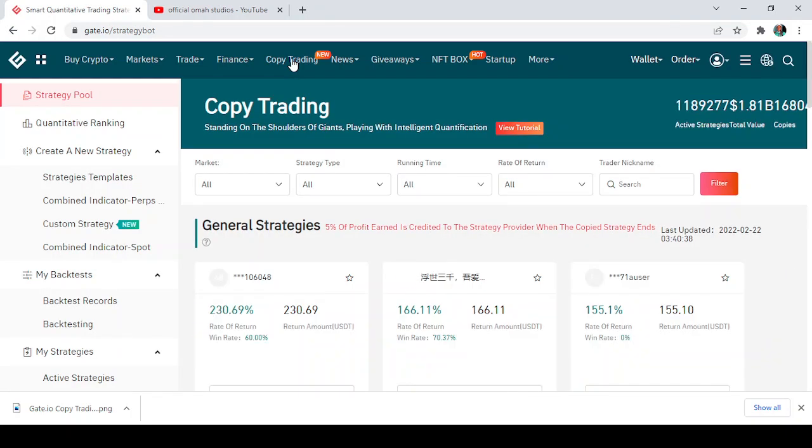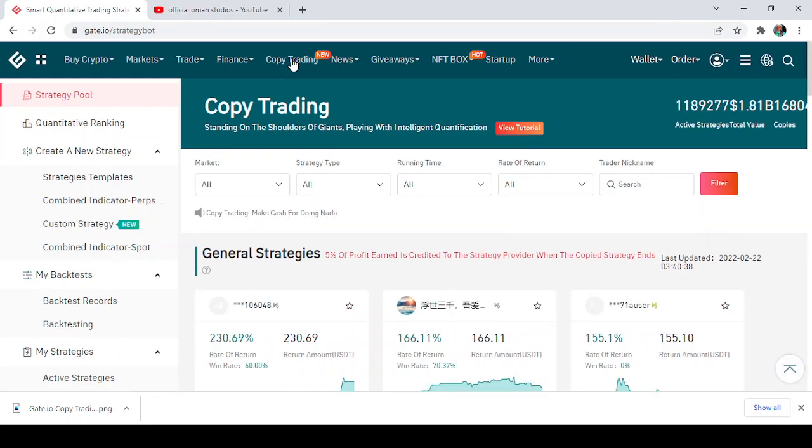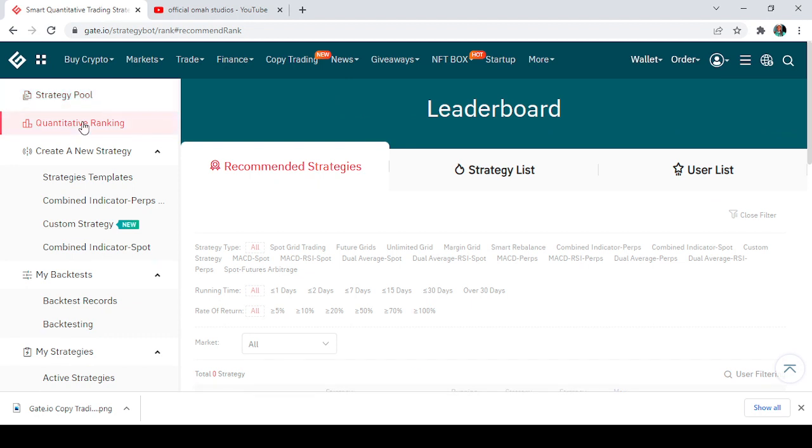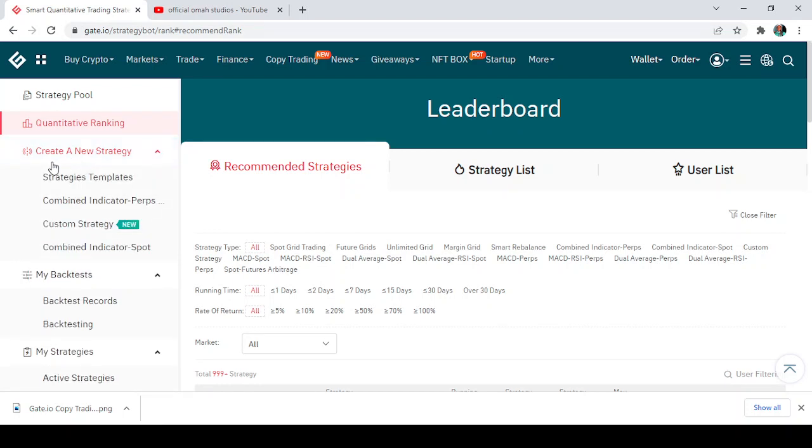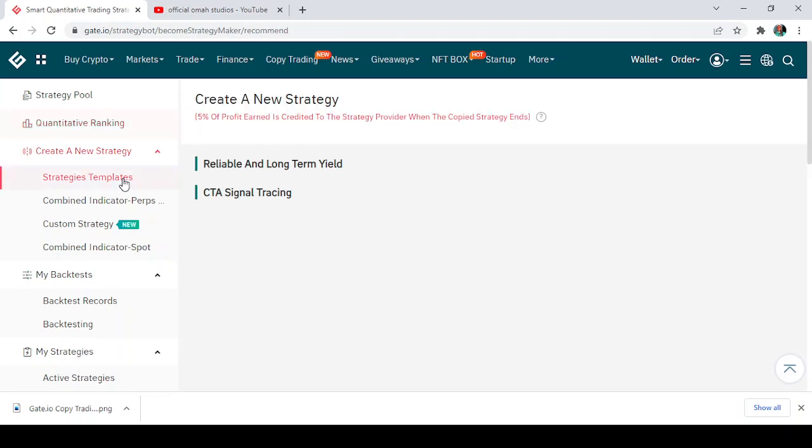Like you already know what copy trading is all about. Now I talked about some in my previous post. We talked about the strategy, we talked about this copy trading strategy pool, we talked about this quantitative ranking. So now we'll be talking about these new strategy templates. As you can see here, strategy templates. Let's just tap on it.